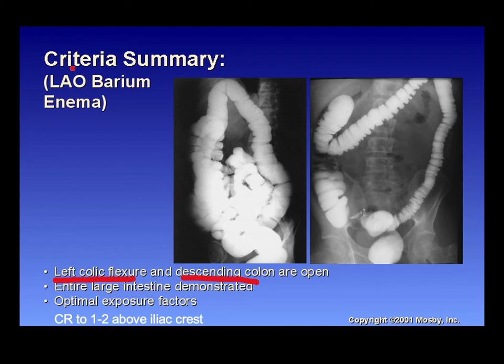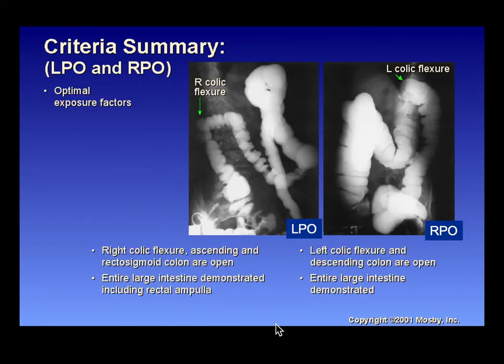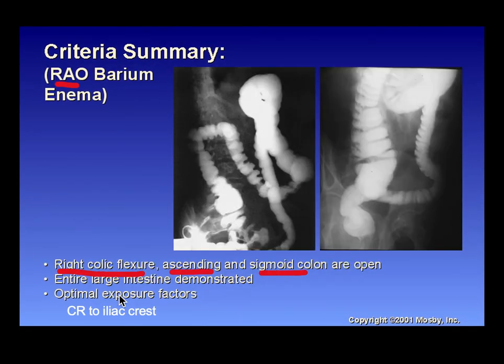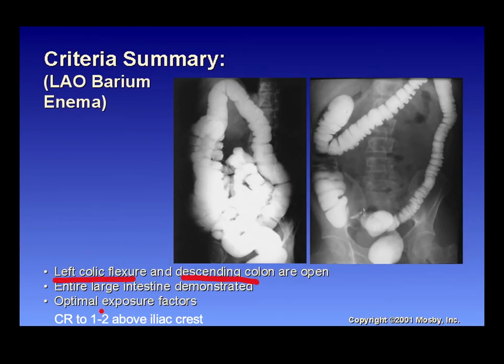So the central ray for the LAO is 1 to 2 inches above the iliac crest. Oops, I went the wrong way. Your RAO is at the iliac crest. So RAO at iliac crest, LAO 1 to 2 inches above the iliac crest.